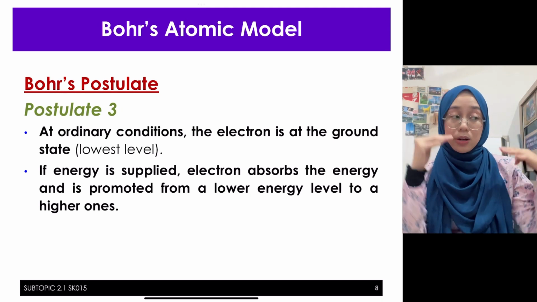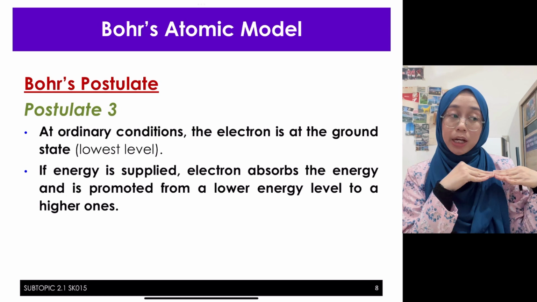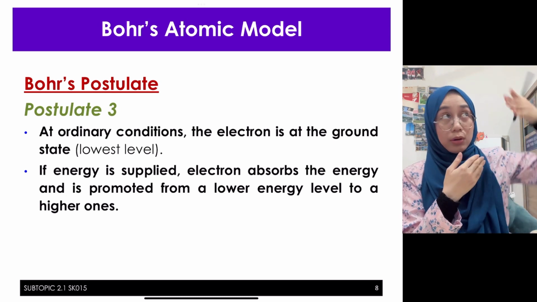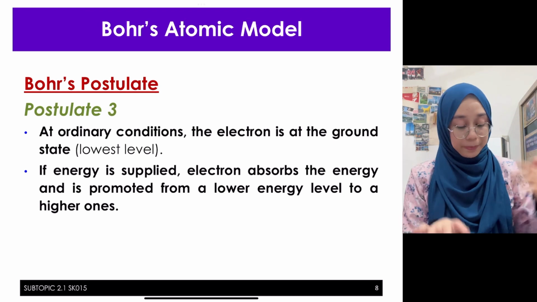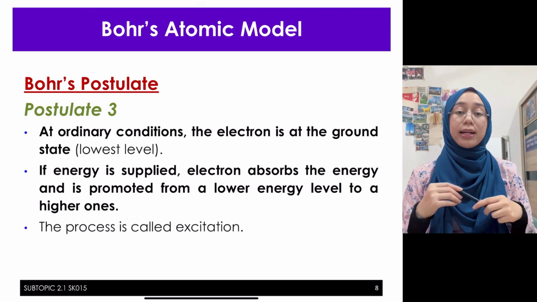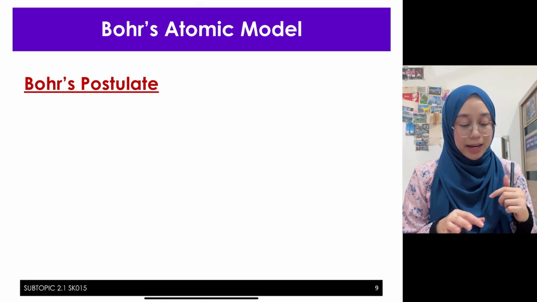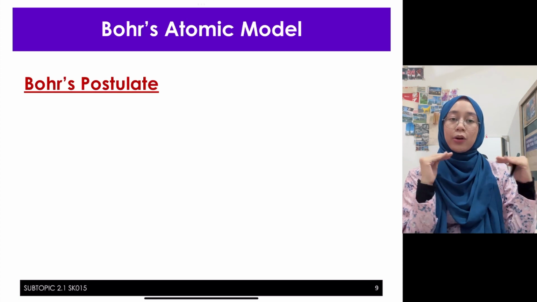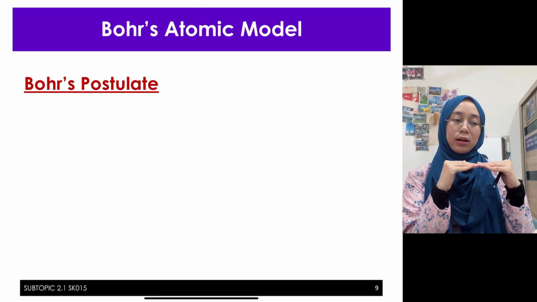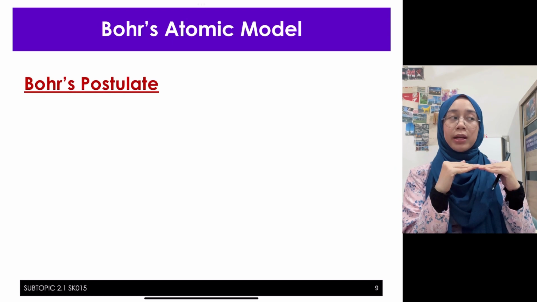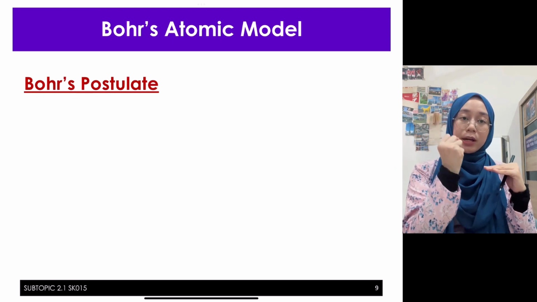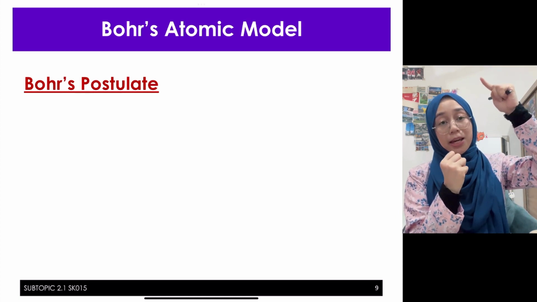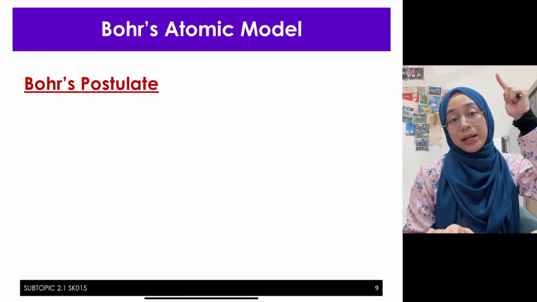higher one. So kalau daripada mula-mula dia dekat n equals to 2, and then depends dengan berapa amount of energy yang dia absorb, dia akan pergi dekat maybe n equals to 3, n equals to 4, depends. Okay, so this process is what we call excitation. Tadi sepatutnya dia dekat ground level kan, at ordinary condition dia berada dekat ground state. Okay, but then bila energy is supplied, dia absorb energy, so it goes to a higher energy level. So dekat higher energy level tu yang kita panggil sebagai excited state.